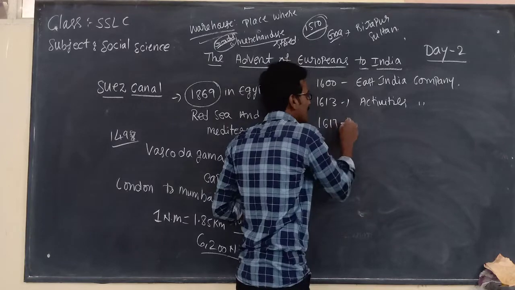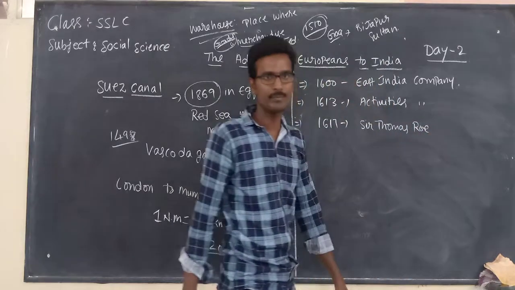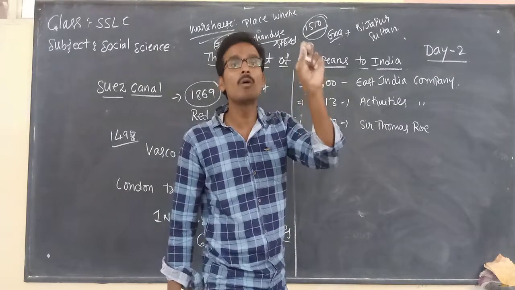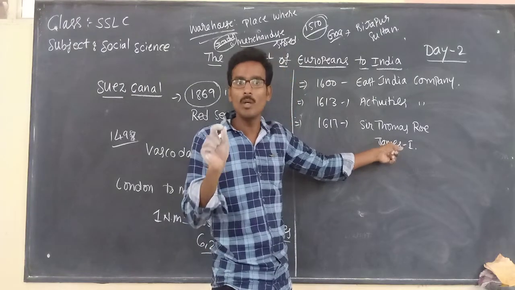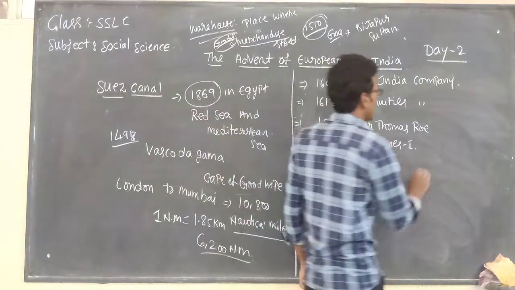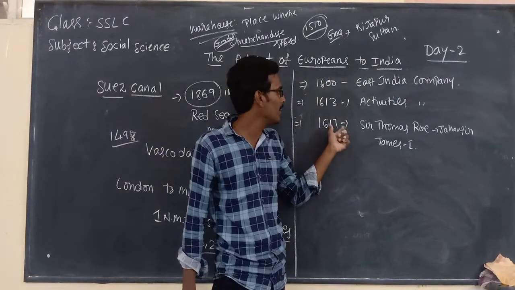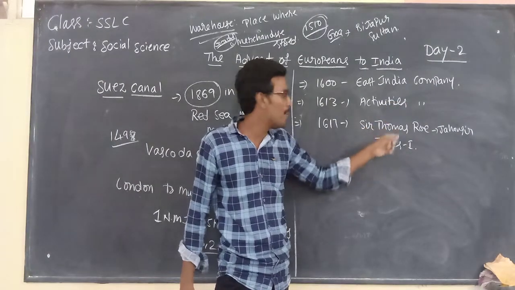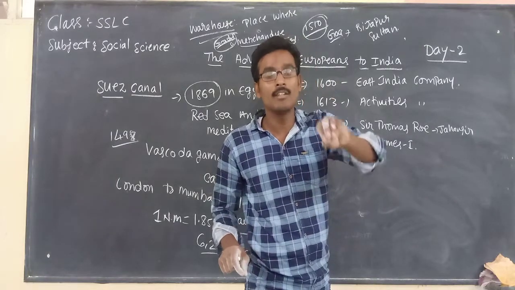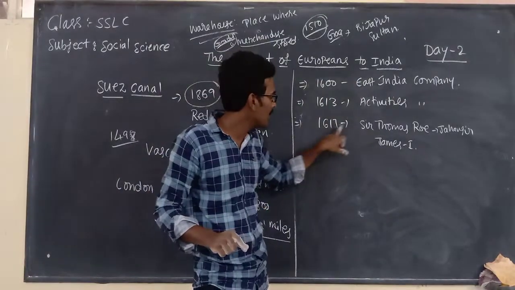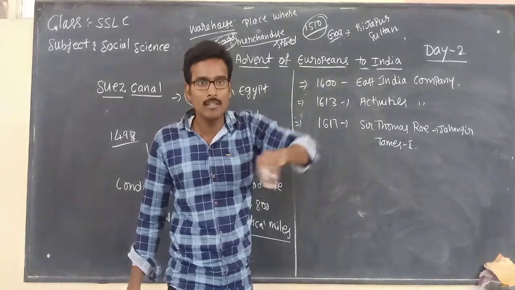Now, in the year 1617, Sir Thomas Roe, an ambassador from King James I, the King of England, was sent as a royal ambassador to the court of Jahangir. In 1617, Sir Thomas Roe, the royal ambassador, visited Jahangir's court in order to ask permission to conduct trade in the places related to the Mughal dynasty, in the remaining places of the Mughal emperor.